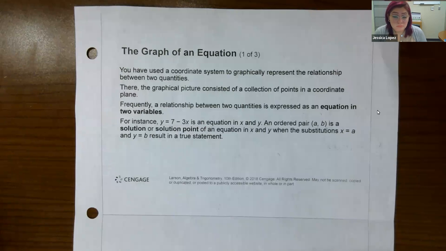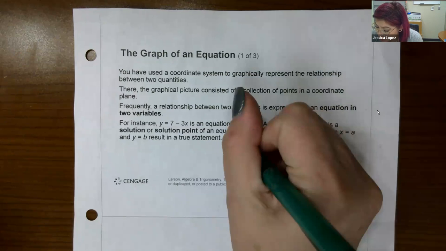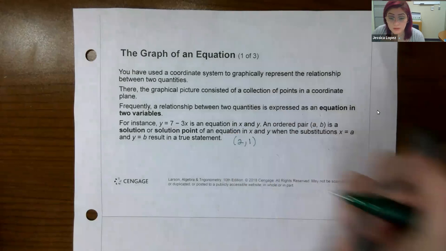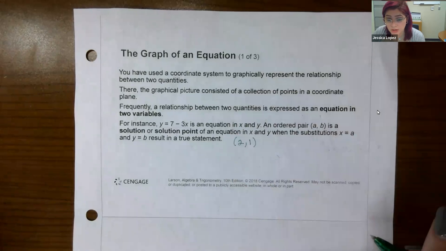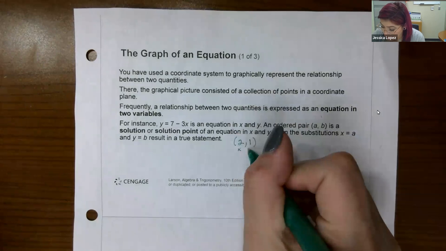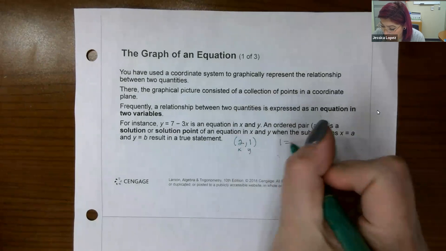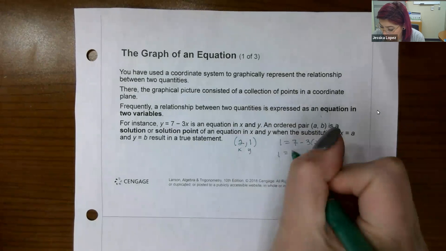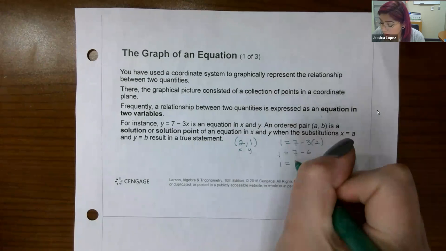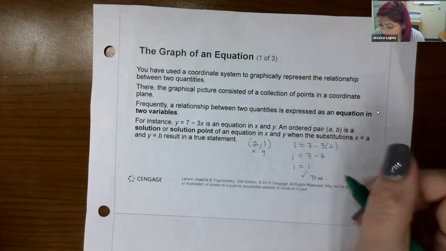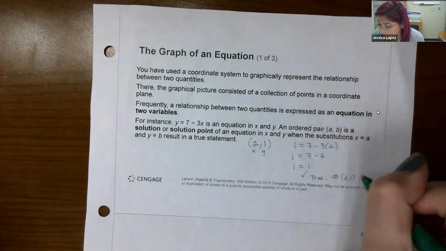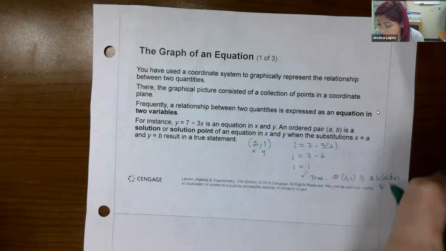And an ordered pair, a, b, is a solution or a solution point to this equation when you substitute x equal to a and y equal to b, and it results in a true statement, okay? So for example, 2, 1. If I want to know if 2, 1 is a solution or not, I would plug in 2 for x and 1 for y and see if I get a true statement. There's some math I need to compute on this right-hand side, but I do get a true statement, which means that this is a solution to the equation.